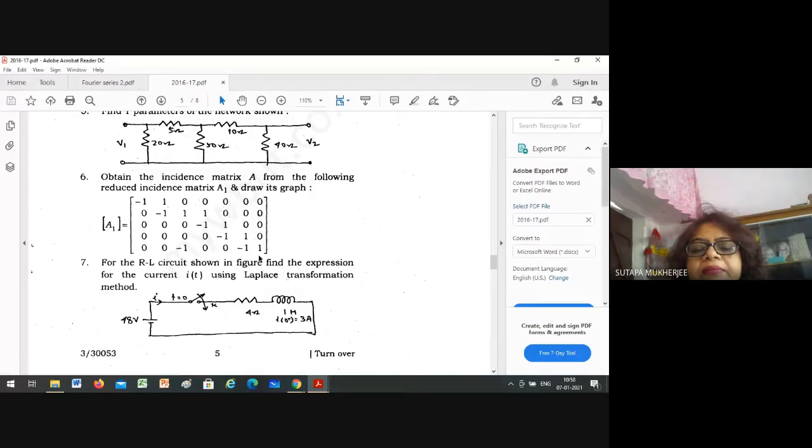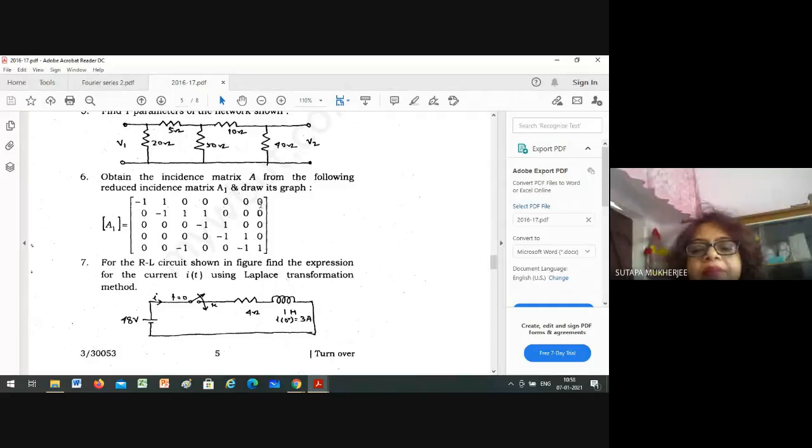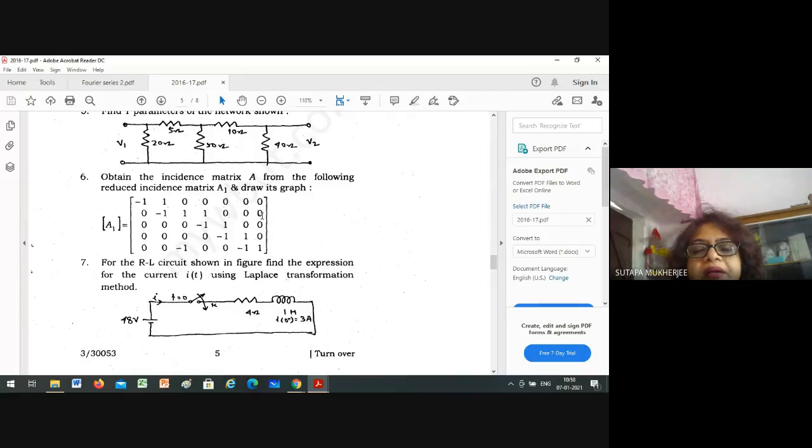Anybody else? Pritam, are you there? Yes, ma'am. Tell me what will be the element in this column? The last column is 0 1 minus 1. Orkhuddin, did you understand? Yes, ma'am. This will be 1 minus 1 because if you add all the elements vertically, for each column it will be 0. So 1 minus 1. Okay. Now draw the graph.